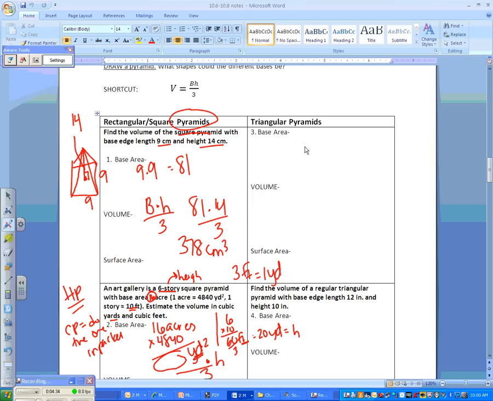Triangular pyramids are no different whatsoever. It's the same kind of concept, so we can skip this question. I want to see if you can do this one. You can title this number 1 on your notes if you want to. Find the volume of a regular triangular pyramid with base edge length 12 and height 10.